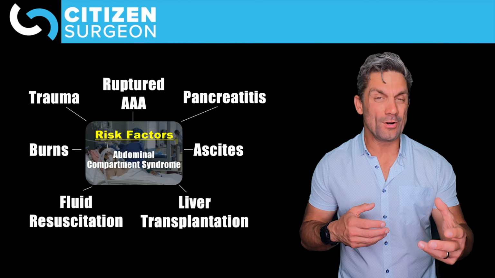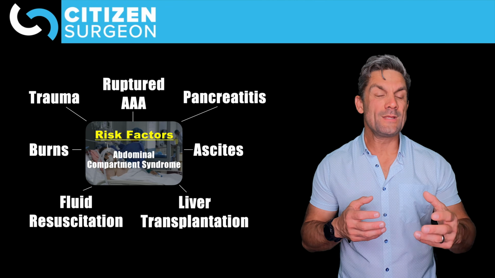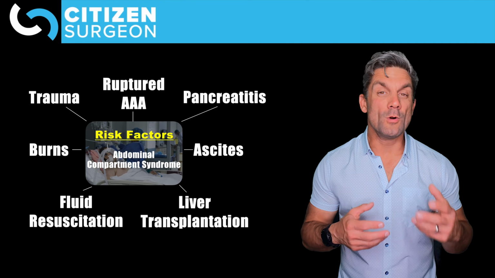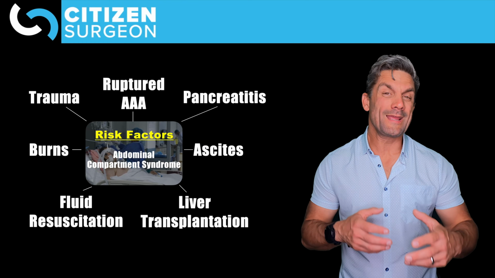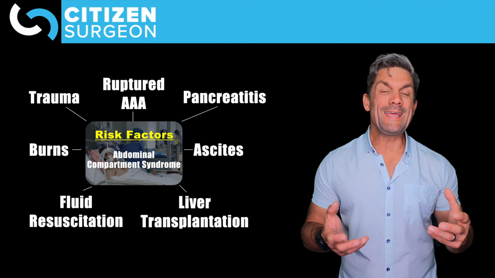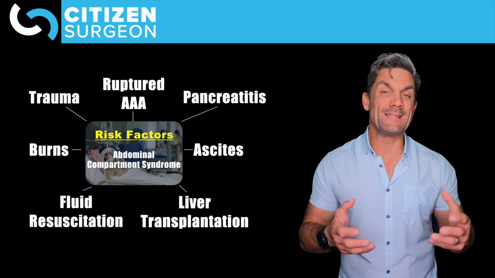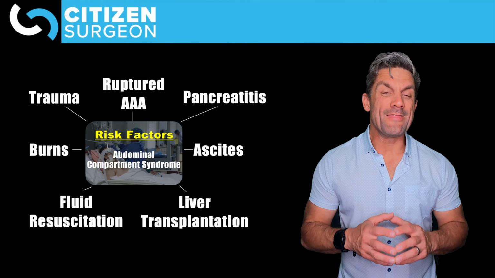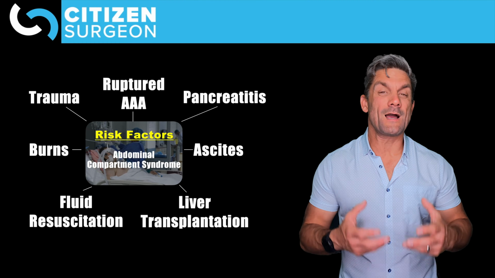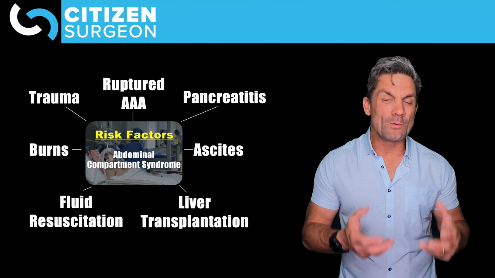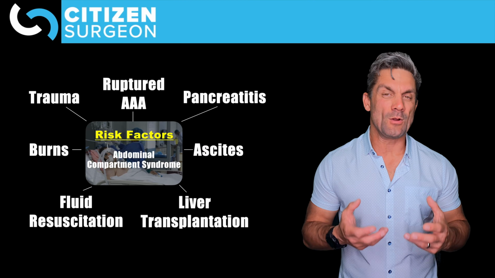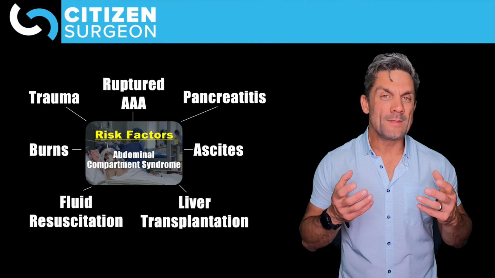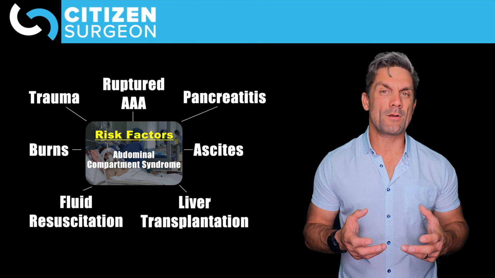We can have burns. We can have severe acute pancreatitis, a ruptured AAA or abdominal aortic aneurysm. Ascites, severe ascites can lead to abdominal compartment syndrome. Of course, liver transplantation, and then most importantly, what we're going to talk a lot about is aggressive fluid resuscitation, all right? So these are all some common causes of abdominal compartment syndrome.